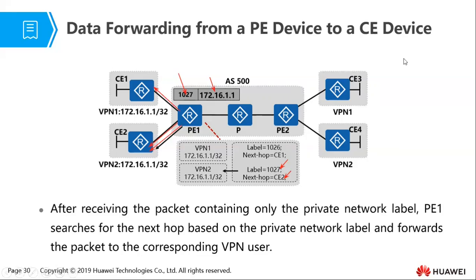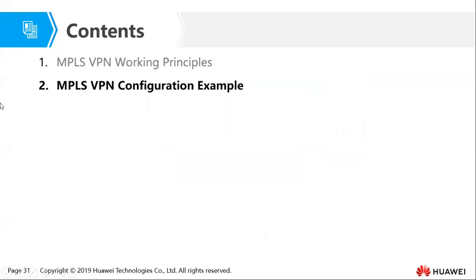That's why the inner label is called the private network label, while the outer label is called the public network label, because the outer label is used for forwarding the data on the public network. The inner label is used for identifying the private network to which we are going to send that particular packet, if we are having conflicting IP addresses. So that is what happens.